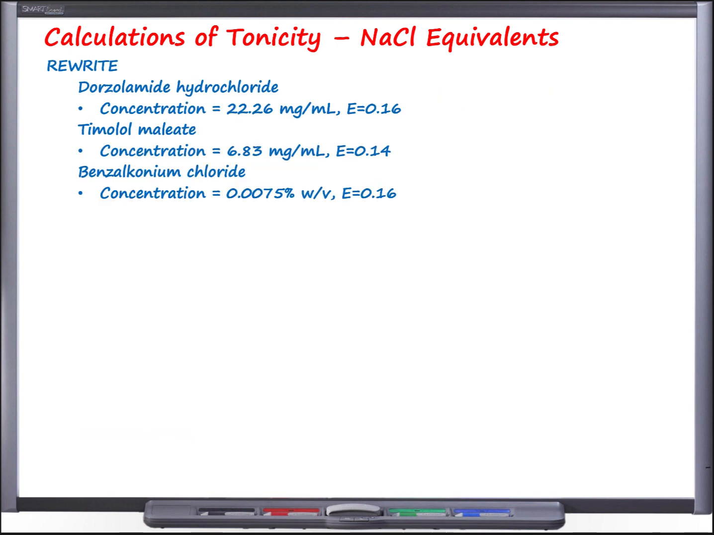And I've re-summarized that here. For each of our 3 active ingredients at this point, we know the concentration we need and we know their E-value. All right? The next step is actually just a slight step backwards. Before we go any further, we have to remind ourselves, what are we trying to prepare? What is the total volume of this ophthalmic solution we want to prepare?